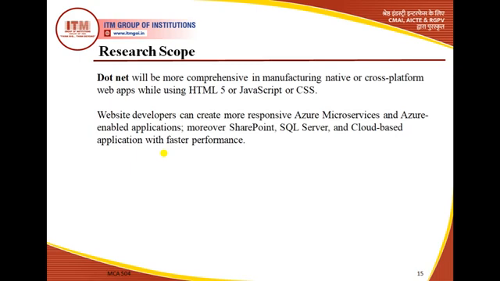Of course, there is research scope. .NET is more comprehensive in manufacturing native or cross-platform web applications using HTML5, JavaScript or CSS. There is a need for website developers to create more responsive Azure microservices and Azure-enabled applications, so website developers should do more research in this area. Moreover, SharePoint, SQL Server and cloud-based applications with faster performance. Also, there is a need in the future for this .NET platform to be more improved.